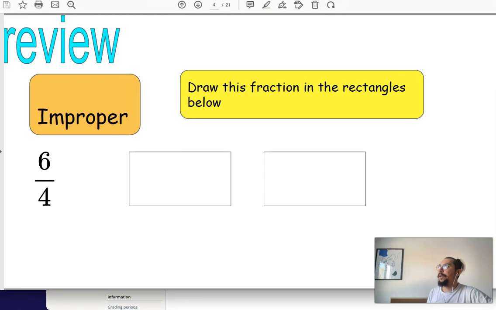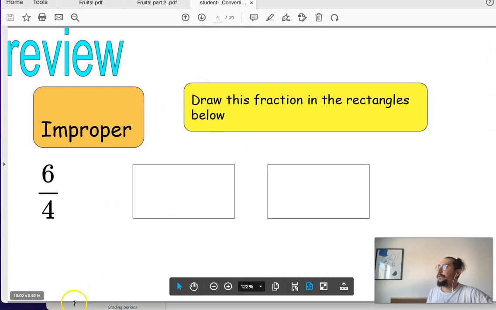Okay, so now we're here. Here we're talking about improper fraction. Look at that. I already helped you answer the question above. So what I'm asking you to do here is represent this fraction 6/4 into these two rectangles, right? So what do I mean by that? Slicing, right? I'm not gonna tell you how many things you have to slice.